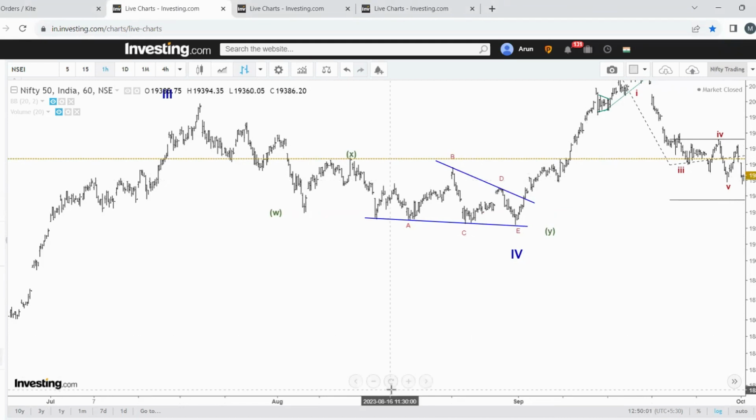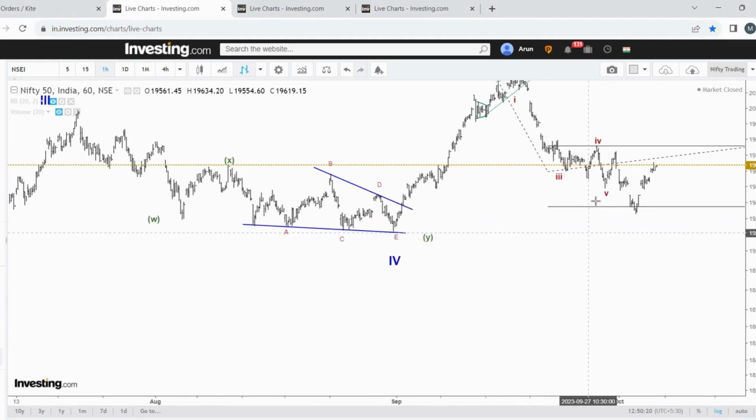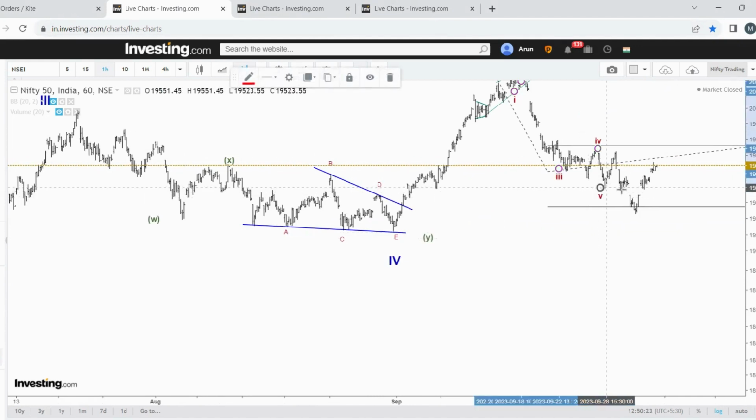So from this move, what can we expect? There are 2 more moves: this is 3, 4, and 5. Two downward moves are still pending in this move. That is the initial expectation. Once the price crosses this zone, we cannot call it the end here, because that is wave 1, wave 2, and we should have a wave 3, wave 4, and wave 5. So once it has crossed, we should expect a couple of down legs pending in this current move. This is for the first expectation.